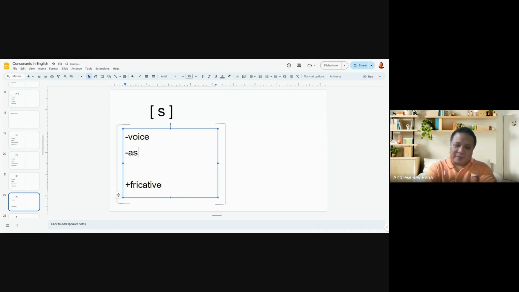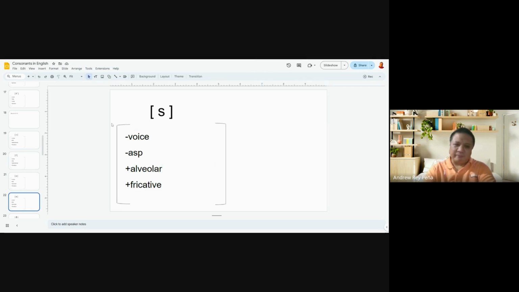It's unaspirated. It's alveolar, and it's a fricative. Voiceless, unaspirated, alveolar, fricative. Okay?